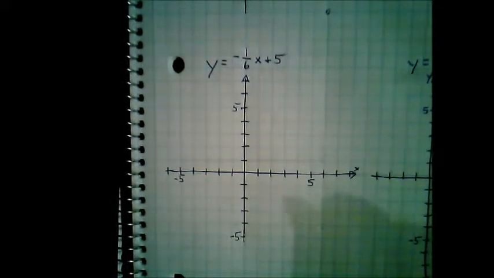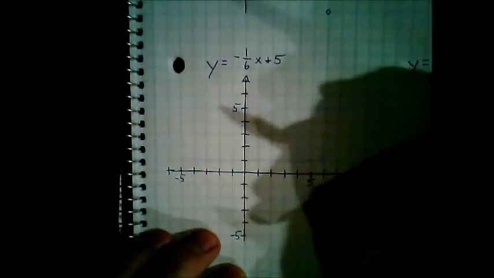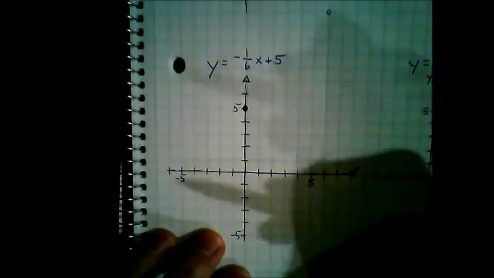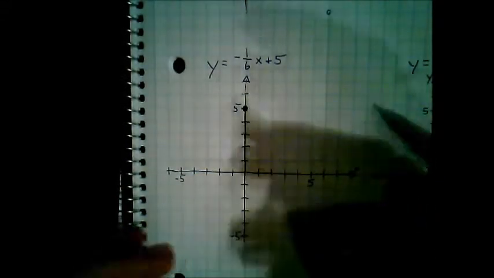y equals negative 1/6 x plus 5. So we have 5 tiles in figure 0. Our y-intercept is 5. Then our slope is negative 1/6. Again, we don't view this as a fraction, we view this as a rate. We're subtracting 1 tile every 6 figures.